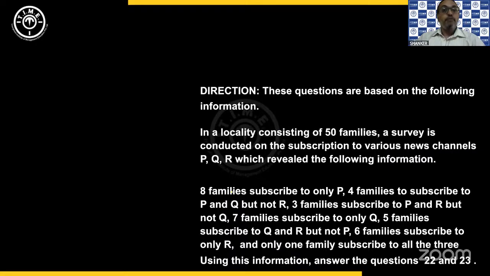Next we have a Venn diagram question. He says in a locality consisting of 50 families, so that's the mu value given to us, a survey was conducted on the subscription of various news channels P, Q, and R, which revealed the following information. So it's a 3 set Venn diagram. Let me draw the diagram. See, a Venn diagram is always about understanding the region. If you know the region representation, then it becomes very easy to answer the question. So this is P, this is Q, this is R, and we know mu is 50.